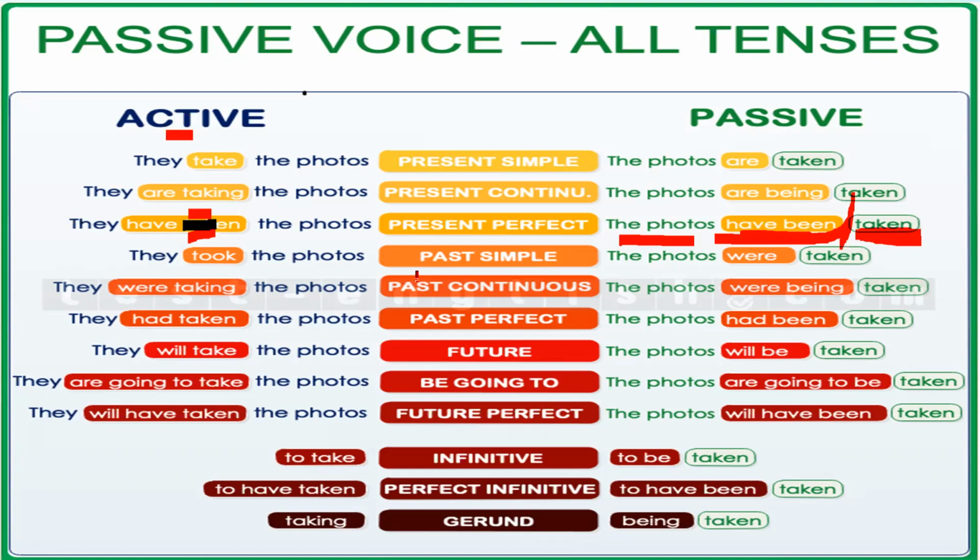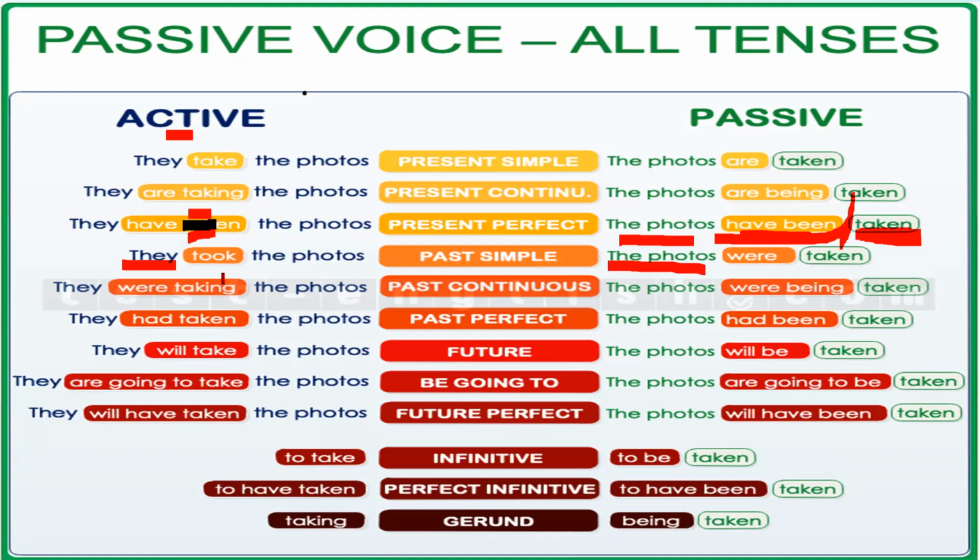Okay, sir. Again, briefly for past simple, please. So again, review the steps for this example. They took the photos. We will remove took from the sentence. Yes, but before that, remove the subject. Okay, sir. Remove the subject, they, and write the object, the photos, instead.